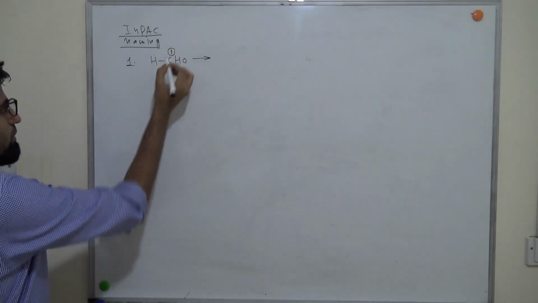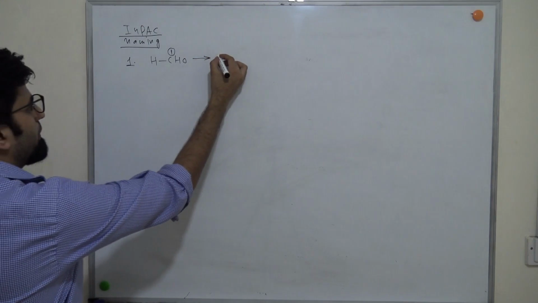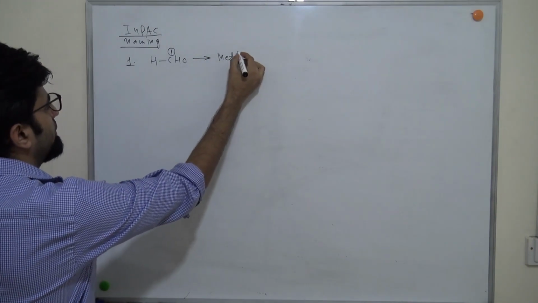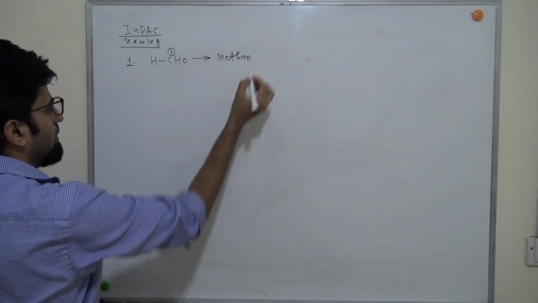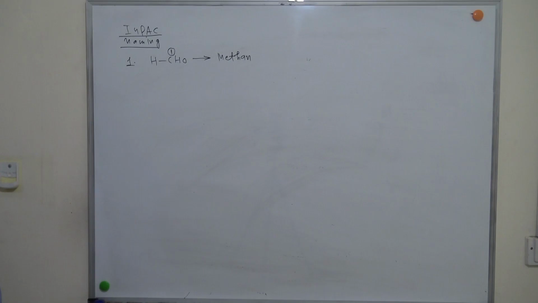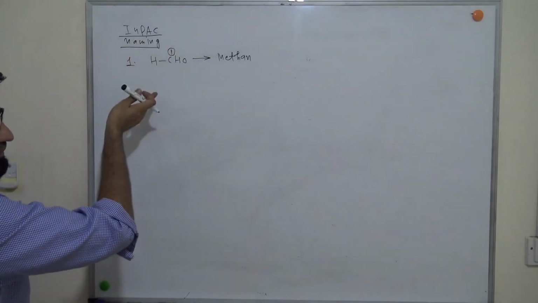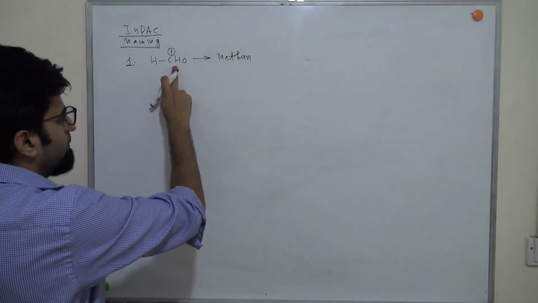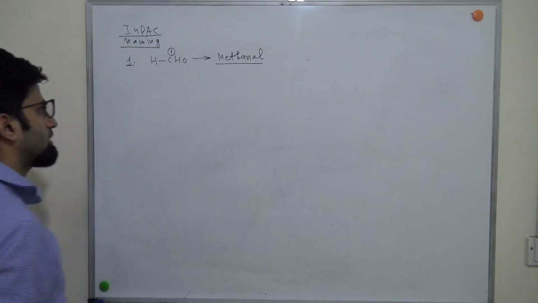So I have to give number 1. There is only one carbon. For one carbon, what is the prefix? Meth. Now this is ane, methane, because there is no double bond or triple bond, there is only a single bond. So methane, and what is the suffix for aldehyde? It is al. So this is methanal.